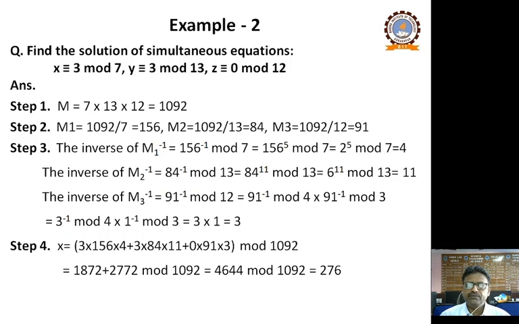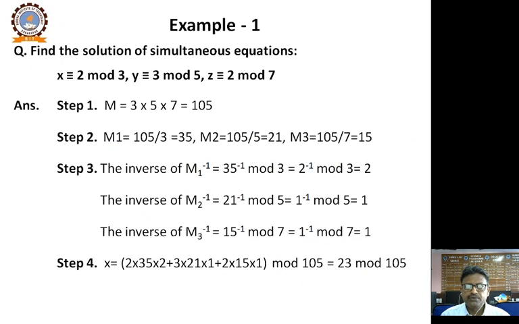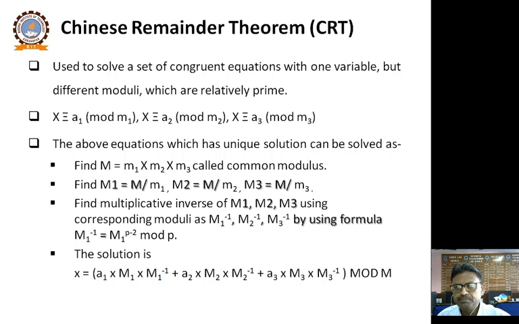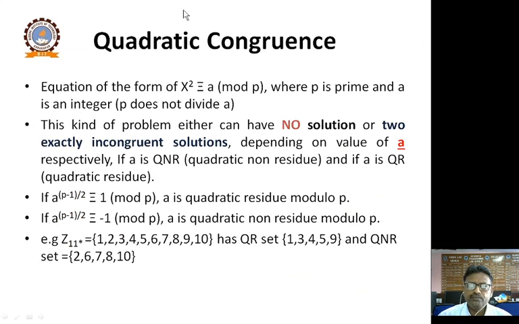So this is the way the Chinese remainder theorem can be applied for solving simultaneous congruence equations. Now, quadratic congruence. It is not necessary that the equation we get is a simple quadratic congruent equation; it may be an equation of the form x square congruent to a mod p, where p is a prime and a is an integer, and p does not divide a. Then only will we have a solution.